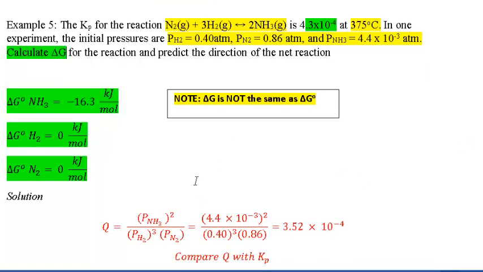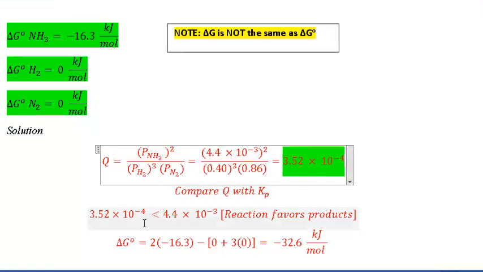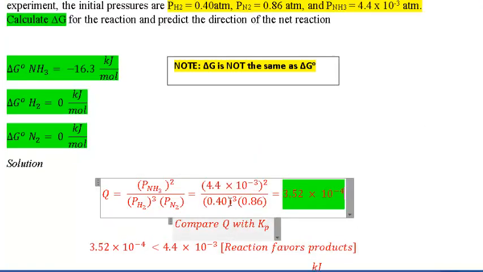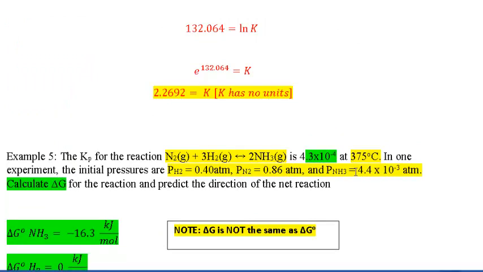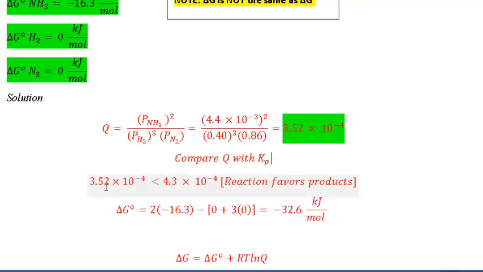So products over reactants, each one raised to the power. Doing that, I got a value of 3.5 times 10 to the minus 4. Compare Q with K, so putting Q first and then relating it to K. Here's my value of K that was given to us in the problem, 4.3 times 10 to the minus 4. And you can see that K is greater than Q. And so the reaction should favor the products because the alligator claws are pointing towards the product side. They're pointing to the right.